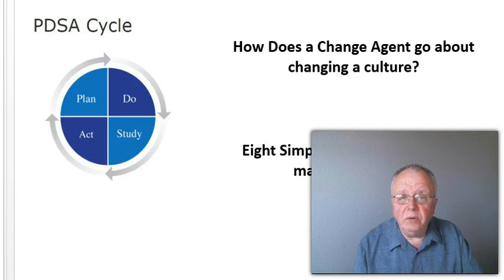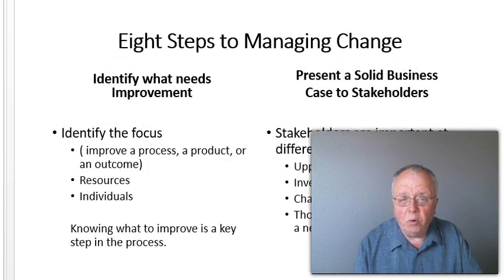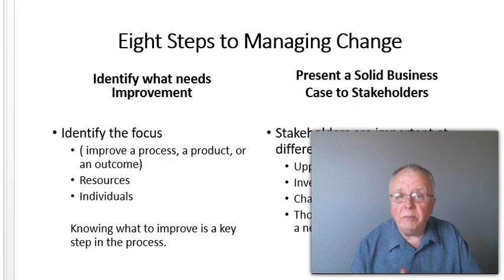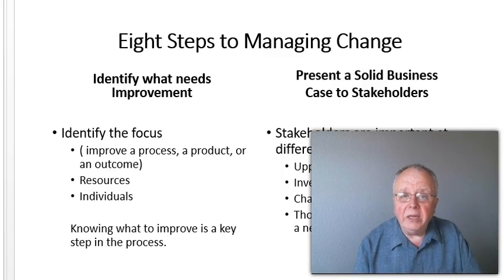So I'd like for us, in our time today, to look at 8 simple steps on the way to managing change. And these are vitally important to us. First of all, you need to identify what needs improvement. If you do not know what you're aiming at, the old saying is you'll hit it every time. So you need to identify the focus. You maybe want to improve a process, or a product, or an outcome. All those things are important, but you can't do everything at one time. So usually there is a process to managing this kind of thing.